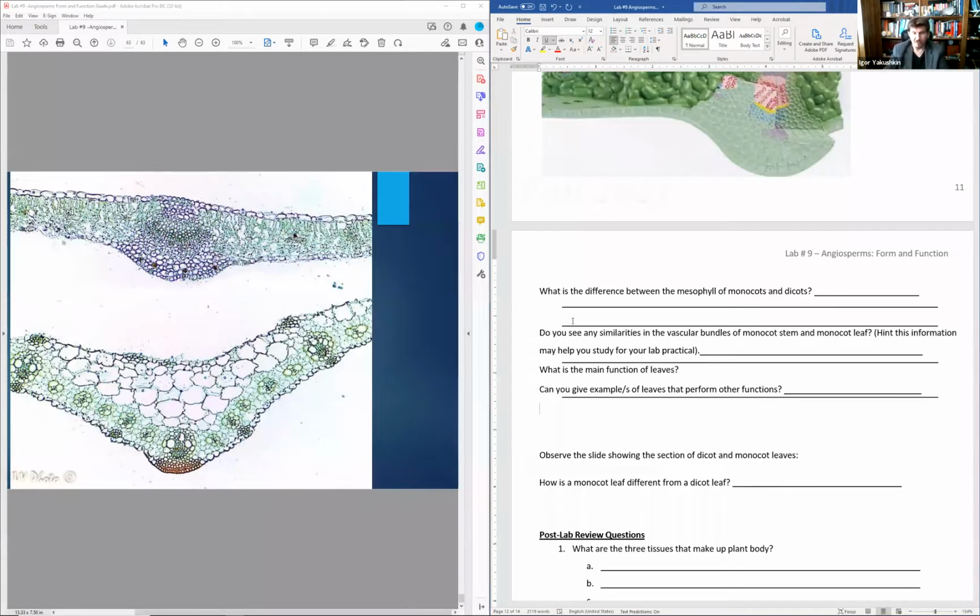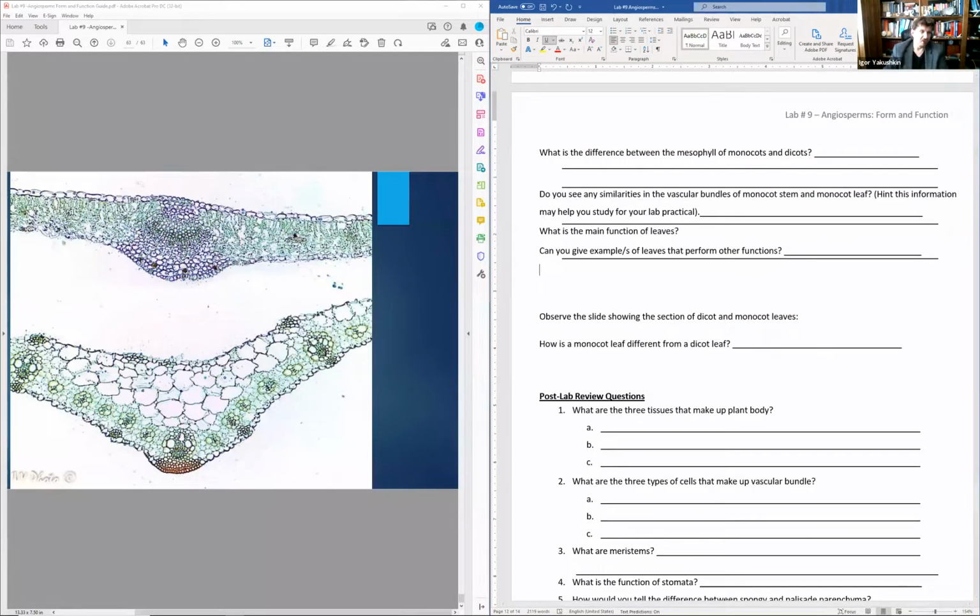All right, anyway, observe the slide showing the sections of the dicot and monocot. We just did. How is a monocot leaf different from a dicot leaf? Monocot has a bunch of smaller vascular bundles throughout the leaf, and dicots have a handful of relatively large vascular bundles, aka veins.